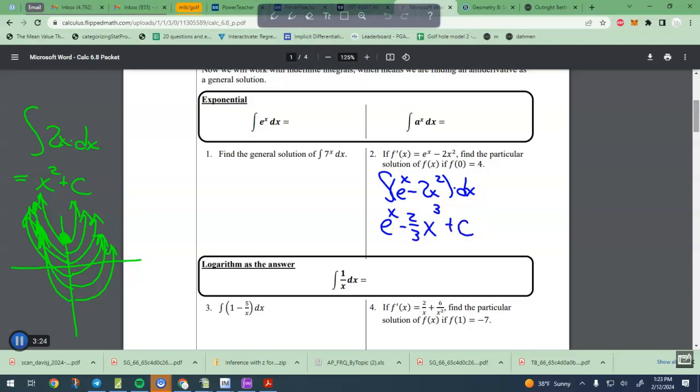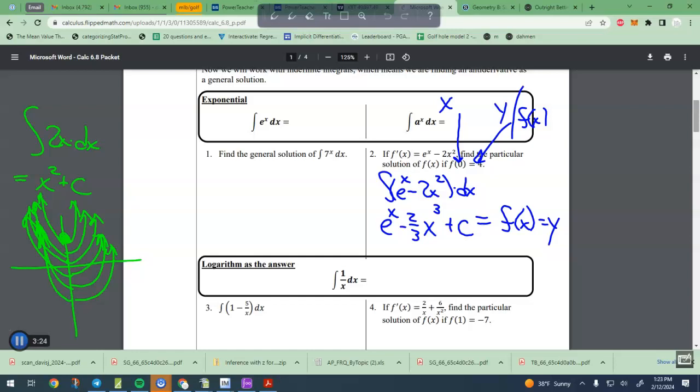Plus c. And that equals your f of x, or if you want to call it y, it's the same idea. Call it f of x or y. And then what they give you is 0 is your x value, 4 is y or f of x. Plug those in and you can find out what c is.